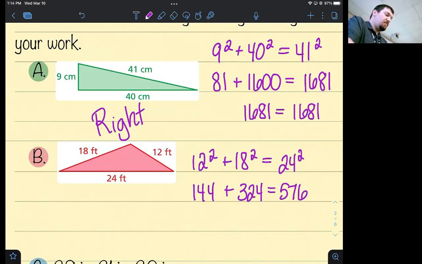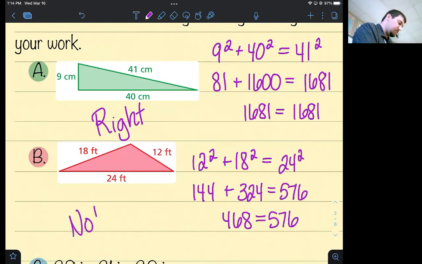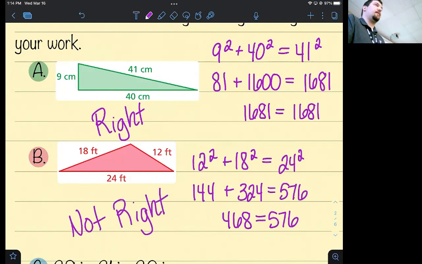Okay. So can someone tell me what 144 plus 324 is, Owen? 468. So not 576. So this is not a right triangle. I guess the picture kind of gave it away, didn't it? Okay, no more pictures.